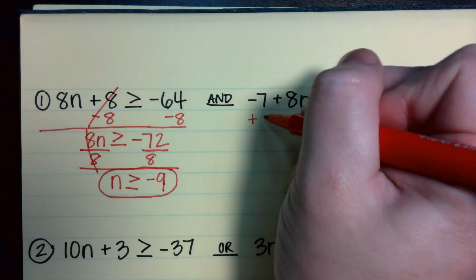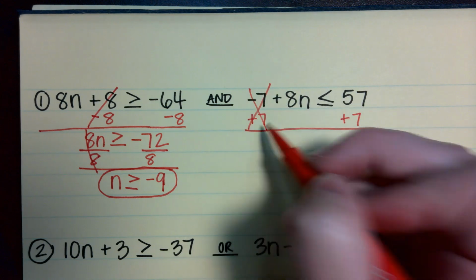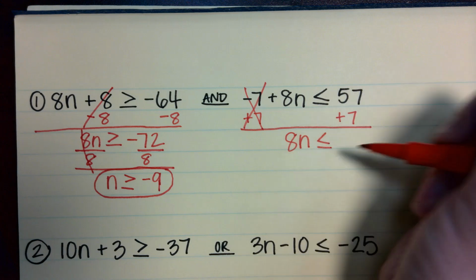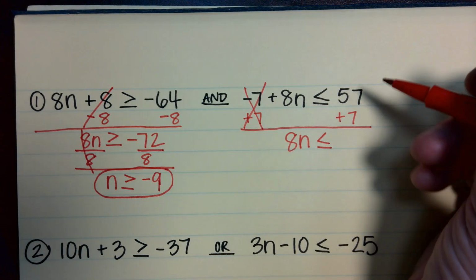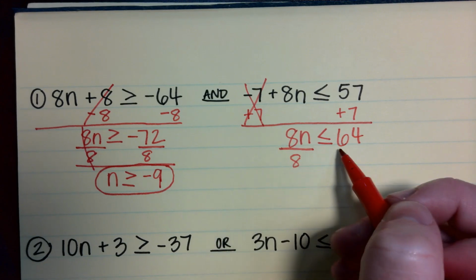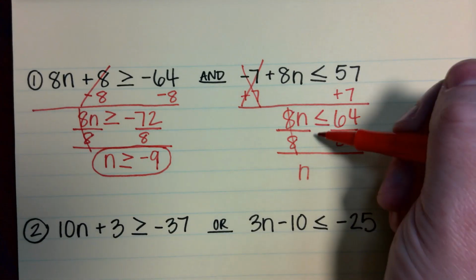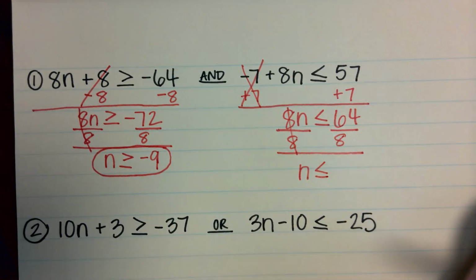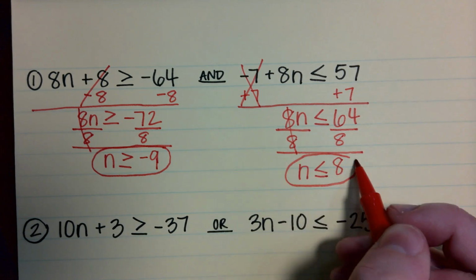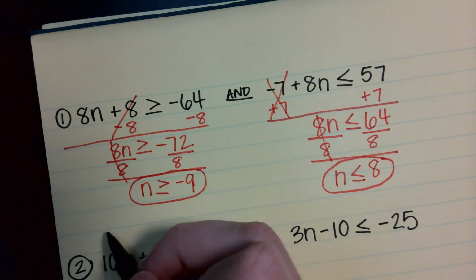Yep, we want to add 7 to get rid of that negative 7. Good job. Those will cancel. So I'm left with 8 times n is less than or equal to 57 plus 7. What's that? 64. And we divide by 8 on both sides, which will give us n is less than or equal to what? 8. 64 divided by 8 is 8. You guys get that too? Good. Yay. Okay, let's make our graph.